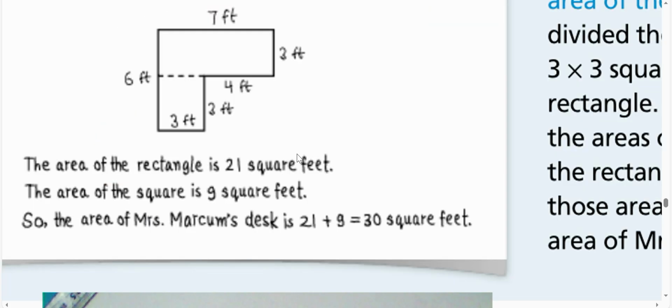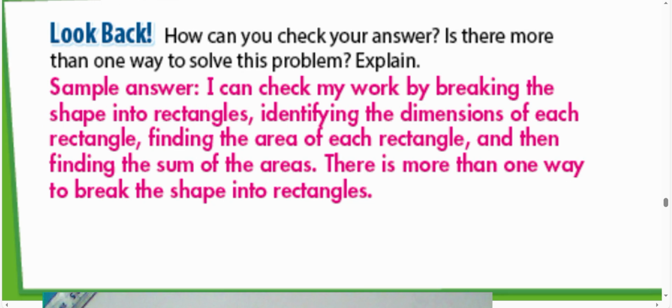The area of the rectangle is 3 times 7 equals 21 square feet. The area of the square equals side times side: 3 times 3 is 9, so it will be 9 square feet. So the area of Miss Markham's desk is 21 plus 9 equals 30 square feet. How can you check your answer? Is there more than one way to solve this problem?